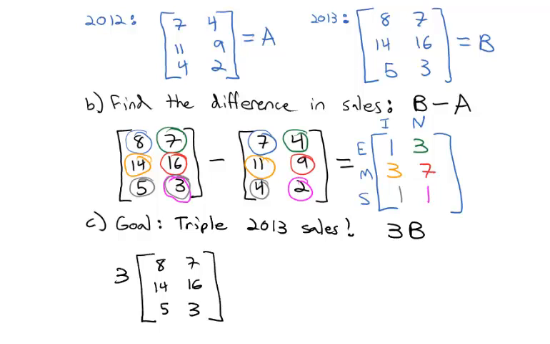And it makes sense to say we don't want to just triple the iPad sales. We don't want to just triple Moses Lake sales. We want to triple every single sale. So we've got to do 3 times each entry. 3 times 8 is 24. 3 times 7 is 21. 3 times 14 is 42. 3 times 16 is 30 plus 24, 54.